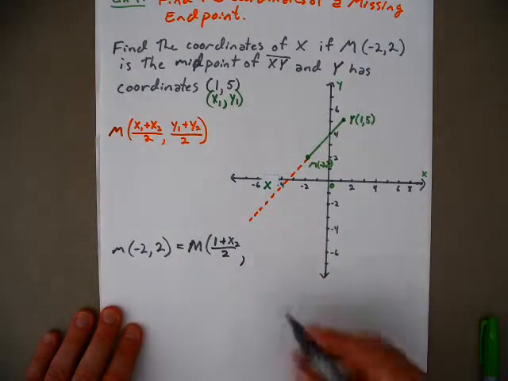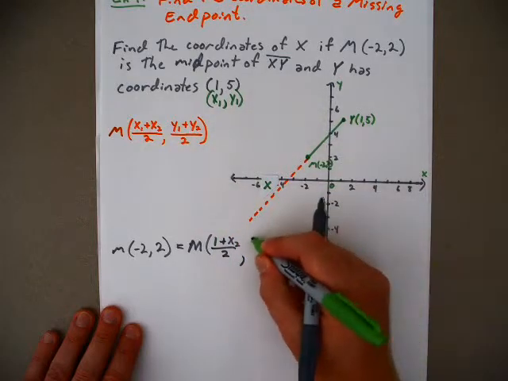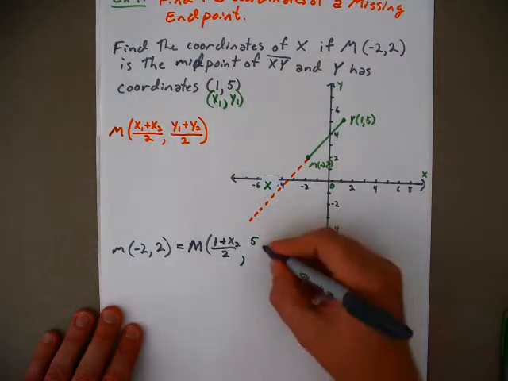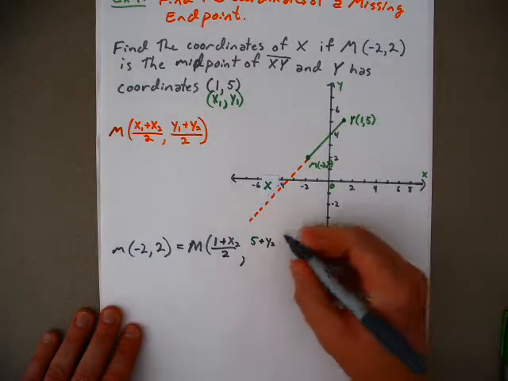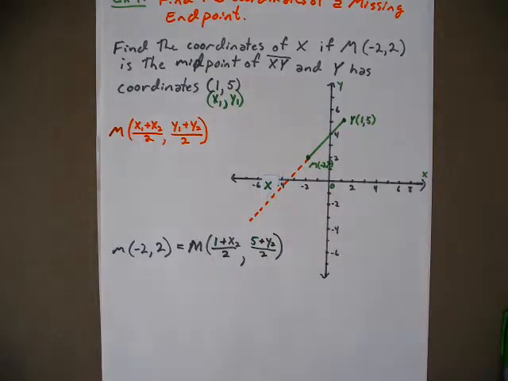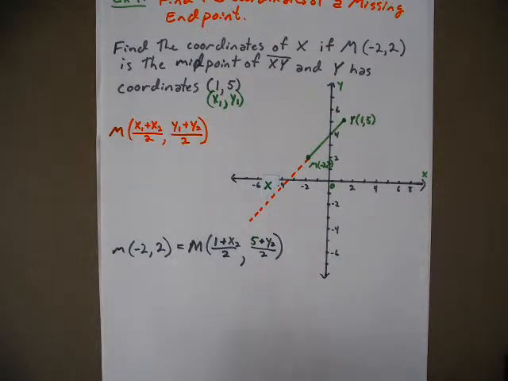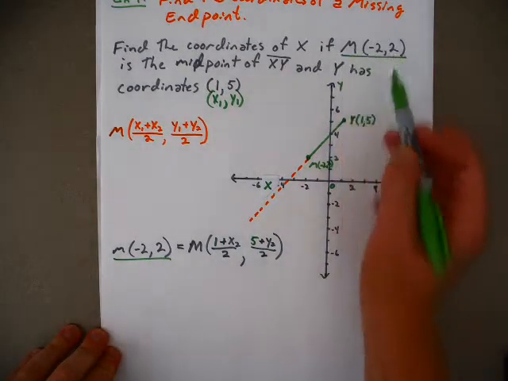And our y1 value is 5. So it's going to be 5 plus y2 all divided by 2. Okay, so all I've done there is I've taken our midpoint formula and just plugged in one of the points because we're looking for the second point. We're looking for x2 and y2. And I set that equal to what was given to us as our midpoint. This was given to us as our midpoint, so I've plugged that in.